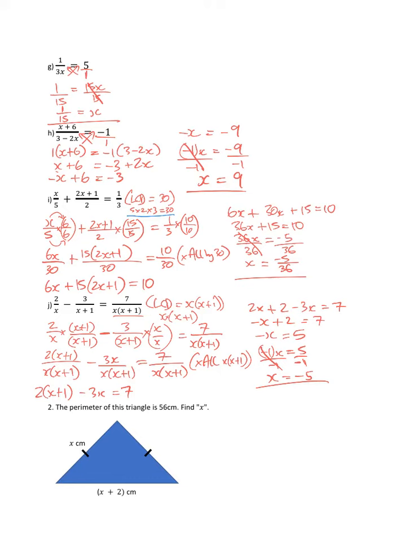Perimeter of this triangle is 56 centimeters. So the keys here are it's perimeter, and the total is 56. So perimeter, of any straight-sided shape, is just the length of the sides all added together. These symbols here indicate that those sides are the same. So I've got an x on the left, plus an x on the right, plus x plus 2 on the bottom, and if I add them together, the question is telling me they'll add up to 56 centimeters.